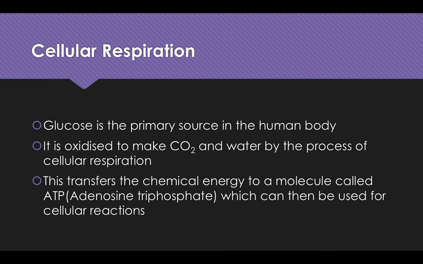Cellular respiration. Glucose is the primary energy source in the body. It can be oxidized to make carbon dioxide and water by the process of cellular respiration, so basically how our cells breathe. This transfers the chemical energy to a molecule called ATP, adenosine triphosphate. Hard to pronounce biology words, which can then be used for cellular reactions.